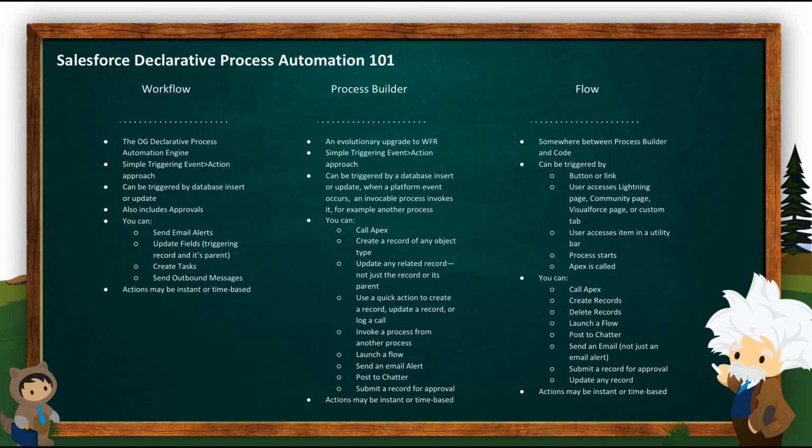You can update any related record. So if I have an account and 200 contacts, I can have a process on the account update all 200 contacts at the same time. You can also update any record in the database. For the most part, there are some objects that are not exposed, but for the most part, your standard objects and any custom object that you build, you can interact with.